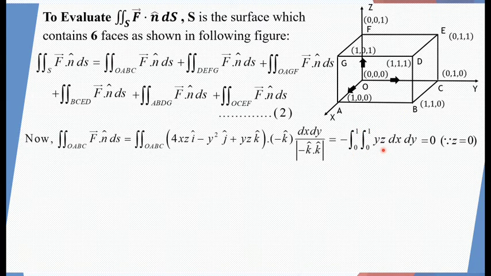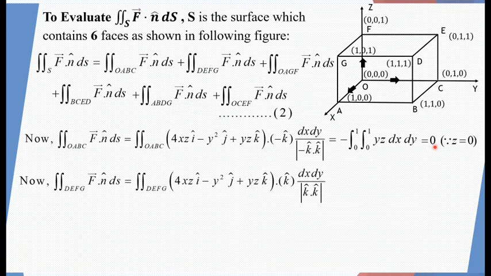But in this particular case z is equal to 0. So according to z equals to 0, this entire function will be 0. So this is the value for this particular face OABC. It is equal to 0. Now for the second face DEFG, we find the value of vector f dot n cap dS.